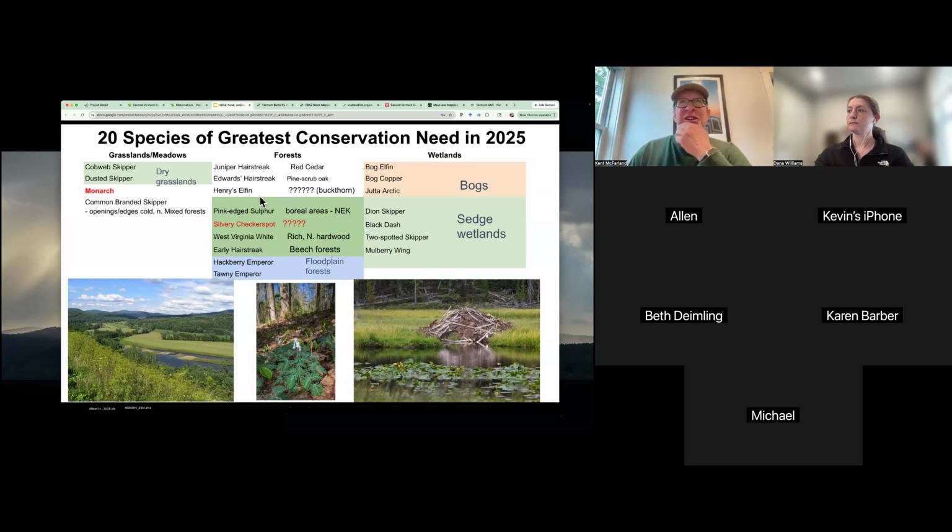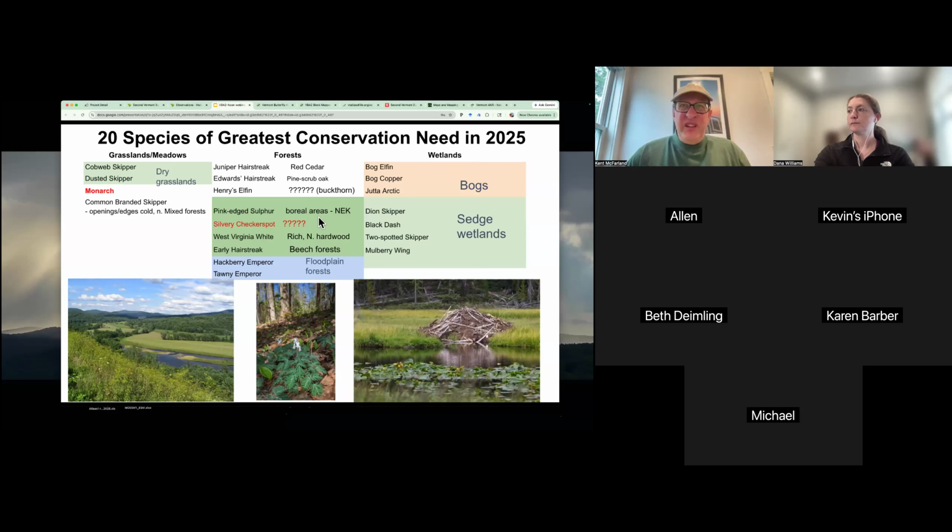Henry's elfin, which I'll get to in a second. This is one that was super rare before, but now we're starting to run into it in weird places in the forest. Why? I'll show you in a second. It's skipped to a new species. So you can go through this kind of thing and start to see what's going on with these. And I'm going to give you some examples of these in more depth.